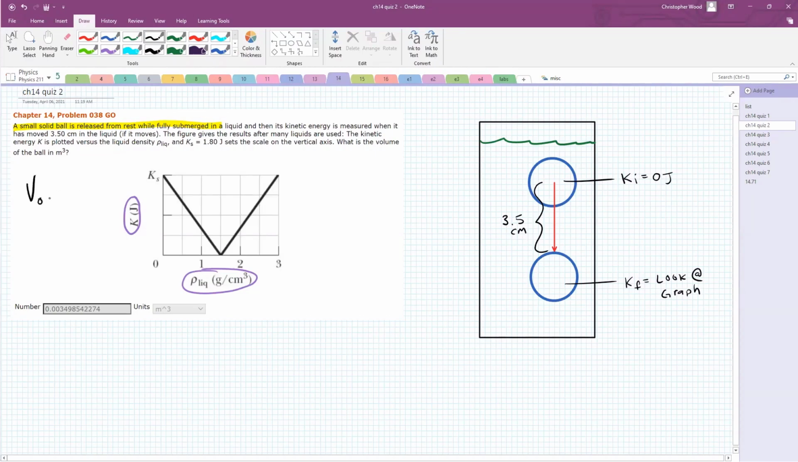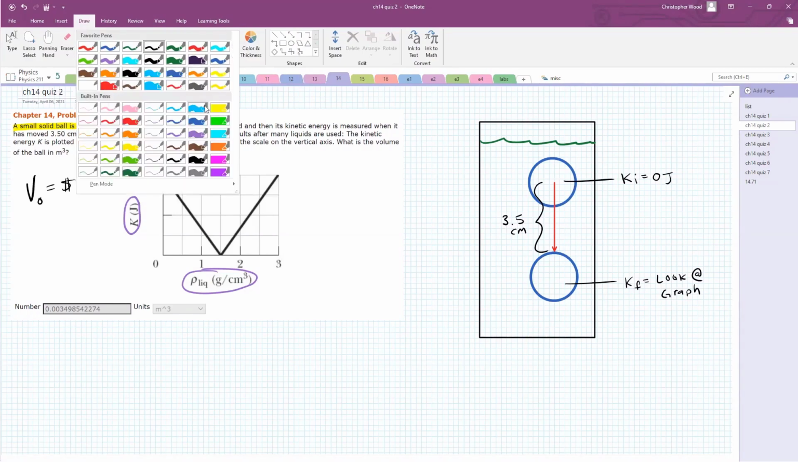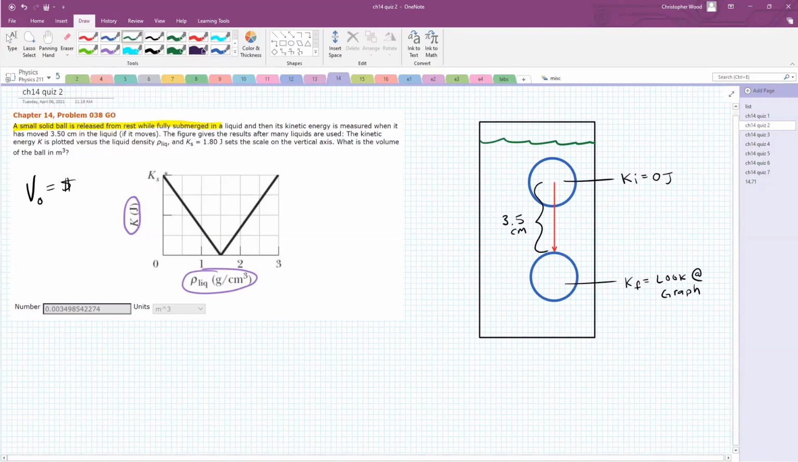So V of VO is the object. That's the $ sign. I'm going to have my deep introspective conversation about the graph. I'm going to just look at that point, and then maybe this point, and then maybe this point. But let's see what's going on here. So this is saying, when rho equals 0, when the density equals 0, the kinetic energy, which I guess I could call K final, equals Ks. And for me, it's 1.8 joules.